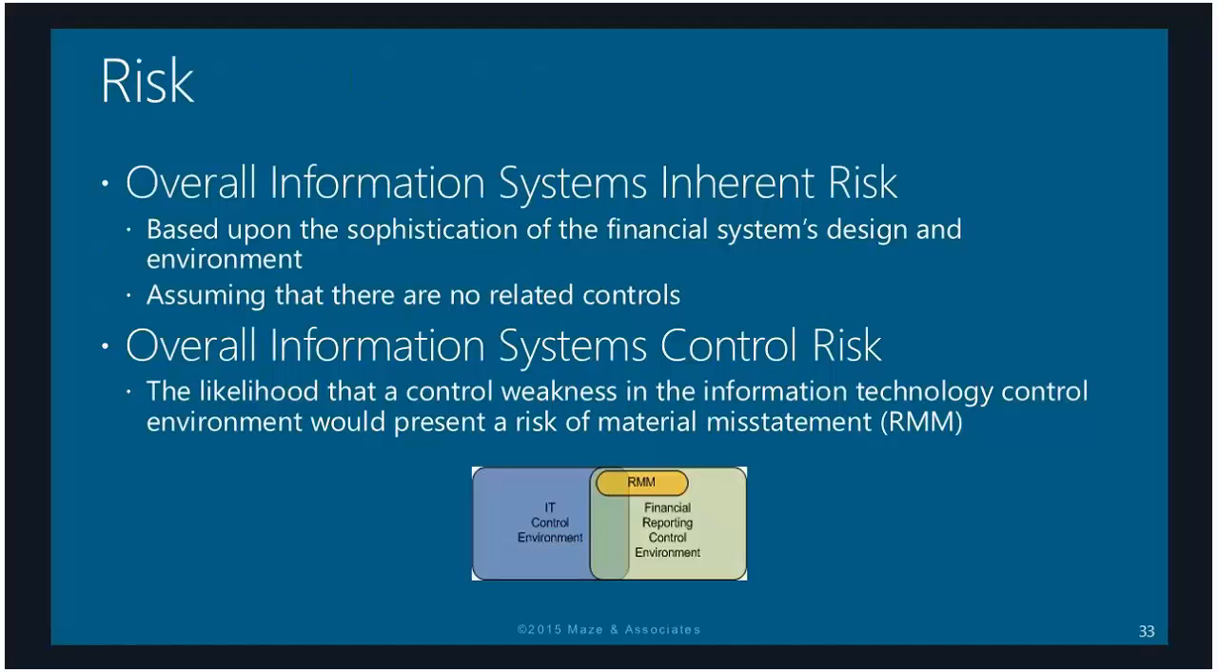Now, if you're in finance, you're probably familiar with inherent risk and control risk. If you're in IT, you probably haven't heard these terms before. Basically, when we're talking about inherent risk, we're just talking about the risk of having this type of system in place. We're not talking about the controls related to it, like do you have a firewall that reduces the risk. The overall information systems control risk is assuming that the controls are in place as we found them to be in place. What is the risk now?